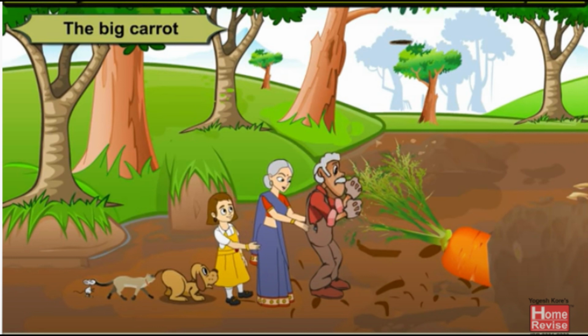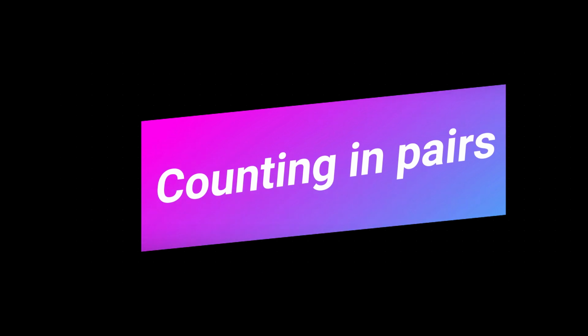So, how many were there to pull the carrot out? Here also, you can bring all of them under 2 groups. One group of human beings, another group of animals. Tell me student, how many human beings were there? Yes, there were 3 human beings. And how many animals were there? Yes, again there were 3 animals. So 3 animals plus 3 human beings. Total 6.